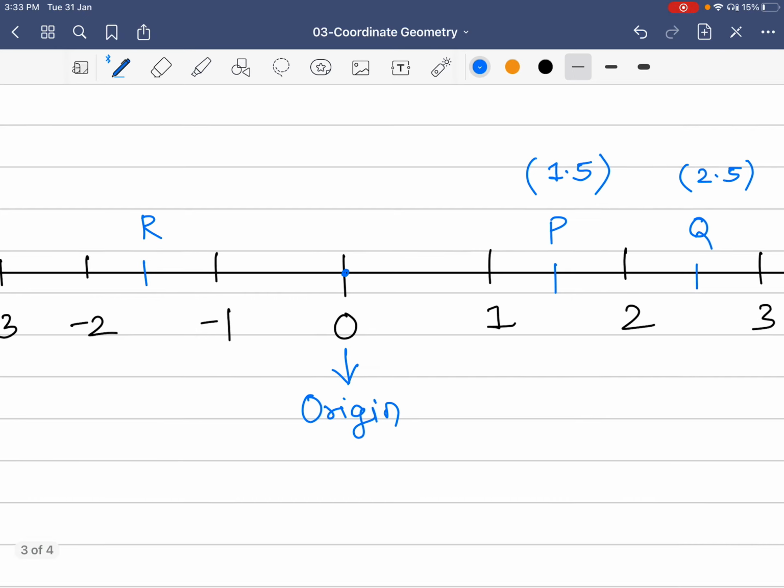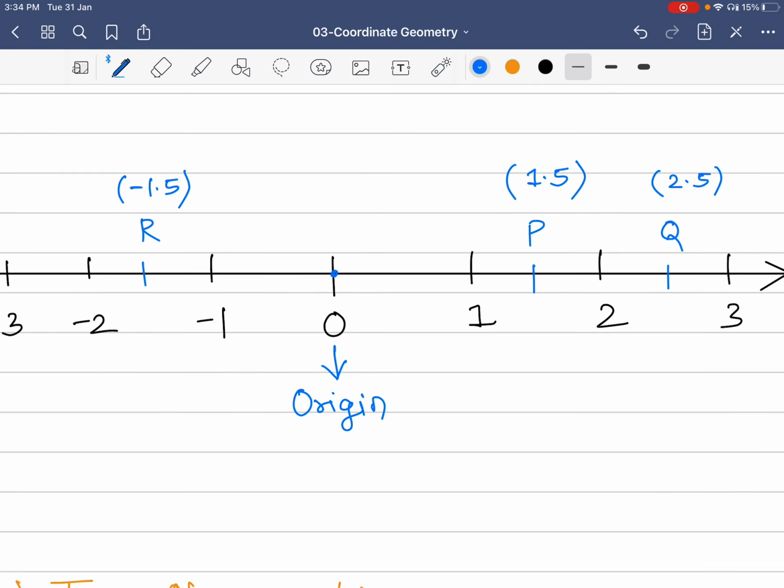Now let's focus on R. So R is on the left hand side of the origin. So it's on the negative side. It's also in the middle of 1 and 2. So its distance will be -1.5. The sign minus indicates the direction, whether it's on the left hand side or the right hand side. The distance from 0 is obviously 1.5, but the negative sign is very important to indicate whether our point lies on the left hand side or the right hand side of the origin.